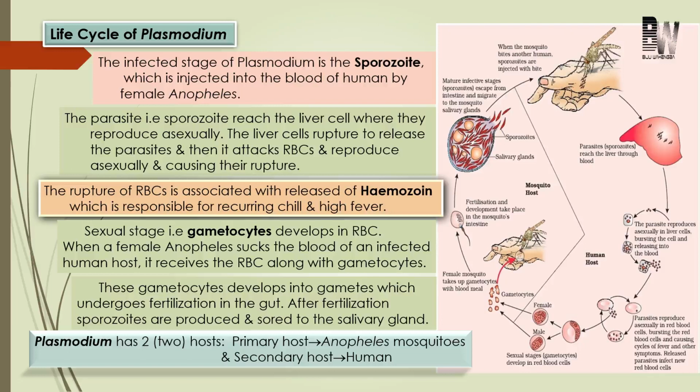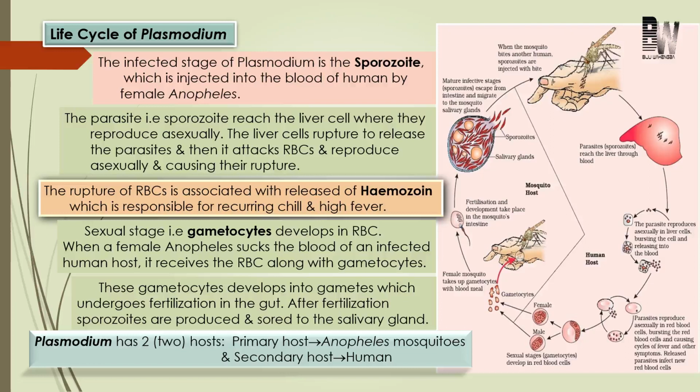And in the mosquito, what happens? These gametocytes are transformed into gametes, and then fertilization takes place. That is, sexual reproduction takes place in their alimentary canal. After this, after fertilization, what is formed? Sporozoites will be produced, and these sporozoites are again stored in the salivary gland. And when this mosquito bites another human being, then these sporozoites will be transferred. Like this, the parasite is transmitted from person to person.